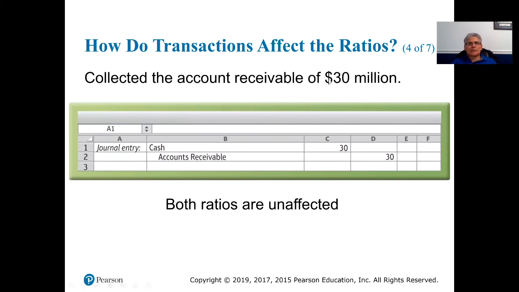Collected the accounts receivable for $30 million. Well, that's trading an asset for an asset, so there's no change in assets. But not only that, it's trading a current asset for a current asset. So this really has no impact on any of the ratios.